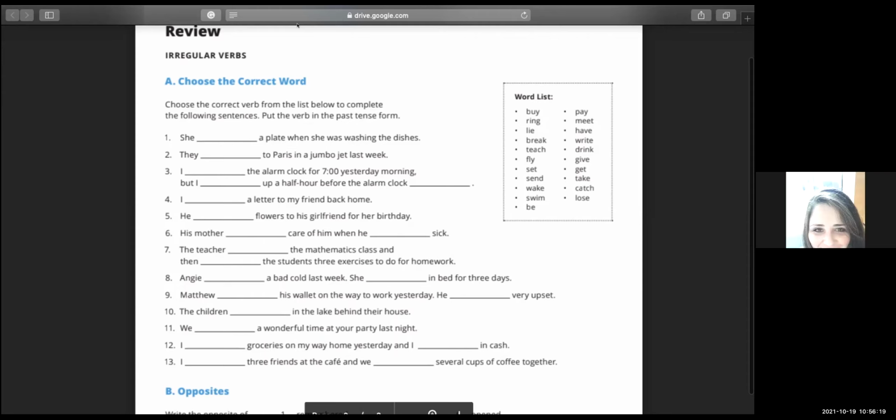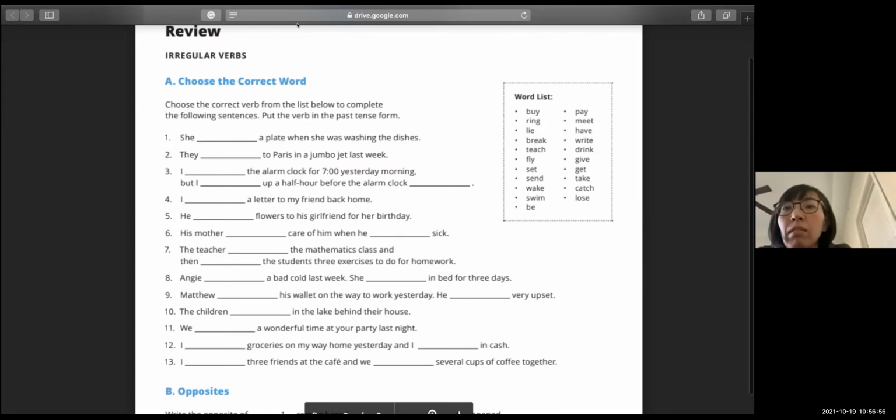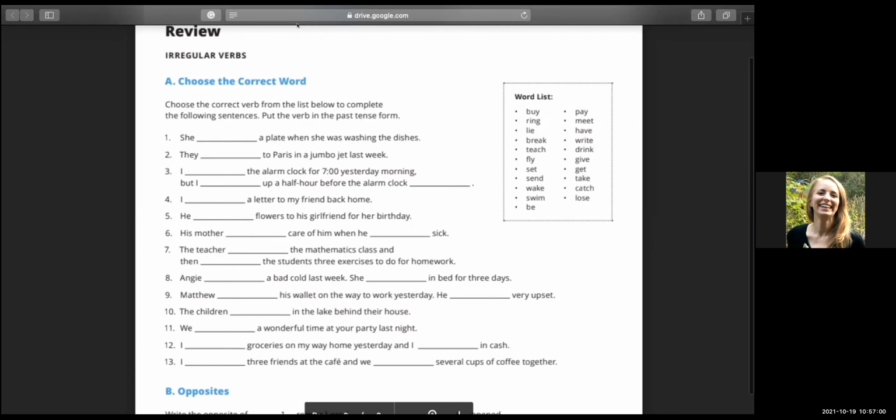His mother took care of him when he was sick. Perfect. What? Was is the past of be. In the past, become was. He got. He was sick. We do use the verb get there also. He got sick. So I think was or got are both okay.